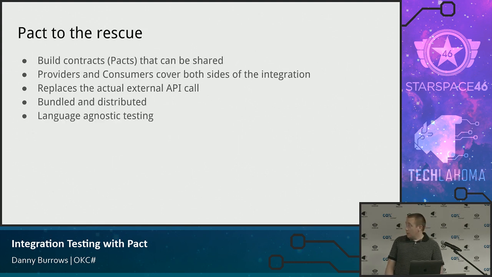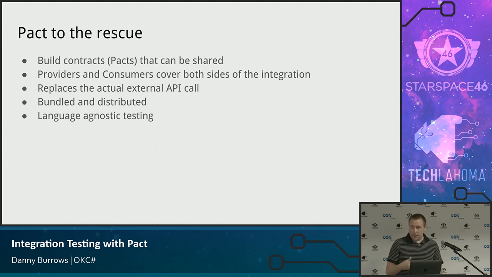So enter Pact, and Pact to the rescue. Pact at its core is basically a contract tool. It allows you to build contracts that can be shared. There are providers and consumers that cover both sides of an integration. So if I'm a consuming partner and I'm going to be integrating with another provider, they can essentially build a pact that says, here's how this is going to work. When you call this endpoint, when you call this method, this is what you're going to get back.